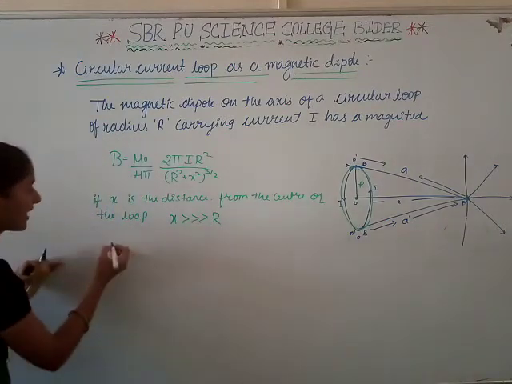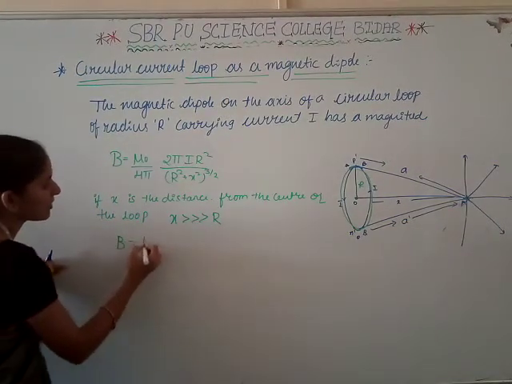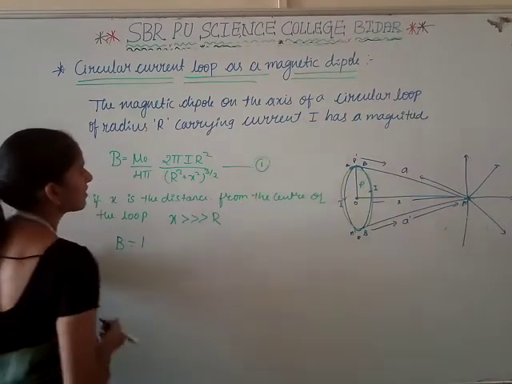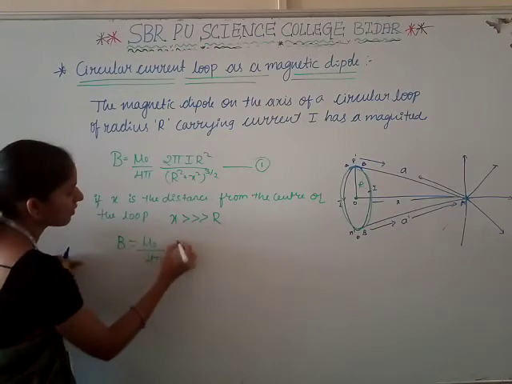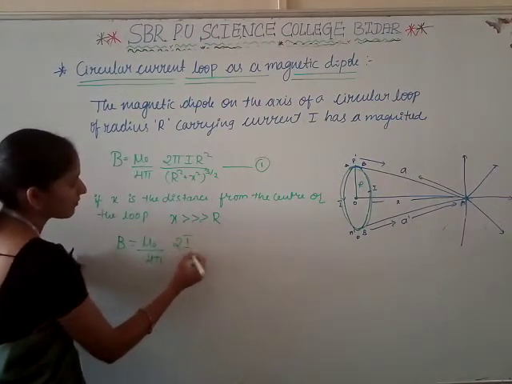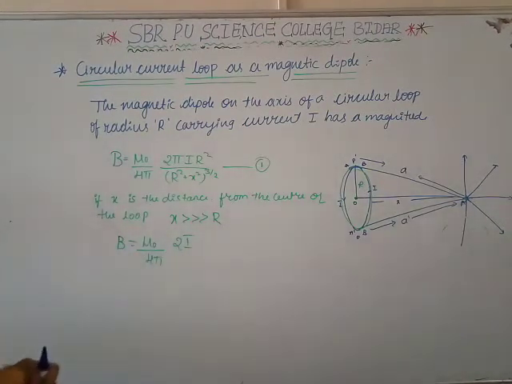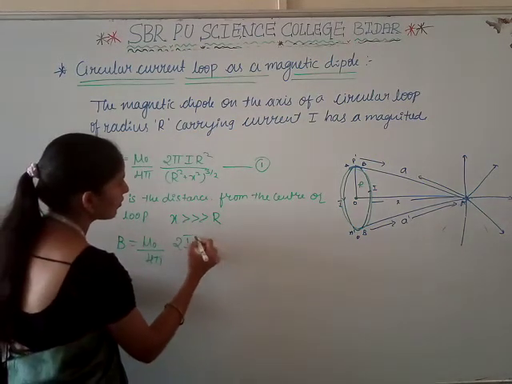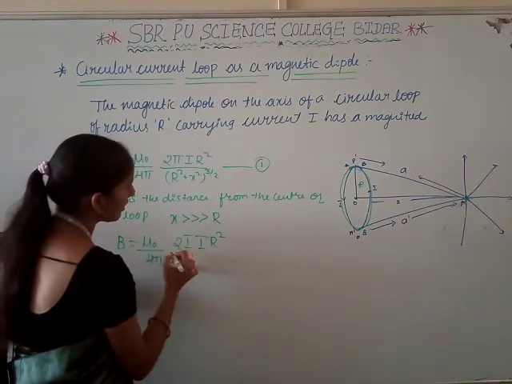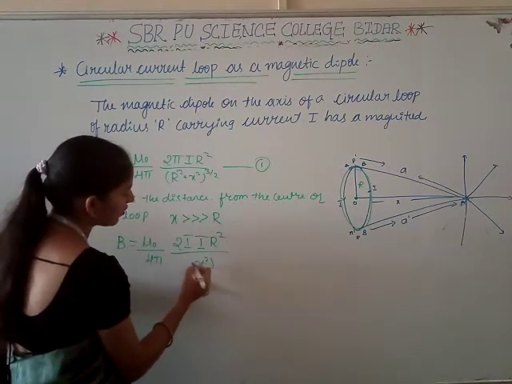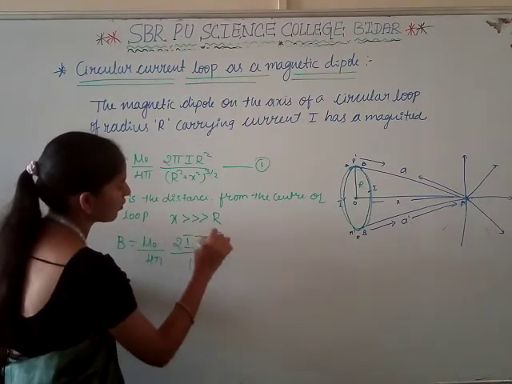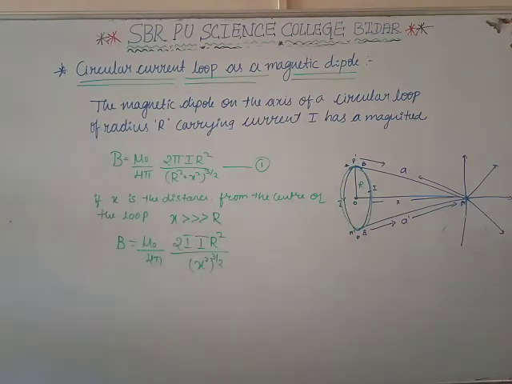When we neglect r, consider this as equation 1, the equation becomes mu naught divided by 4 pi, 2 pi I into r square divided by x square to the power of 3 by 2.